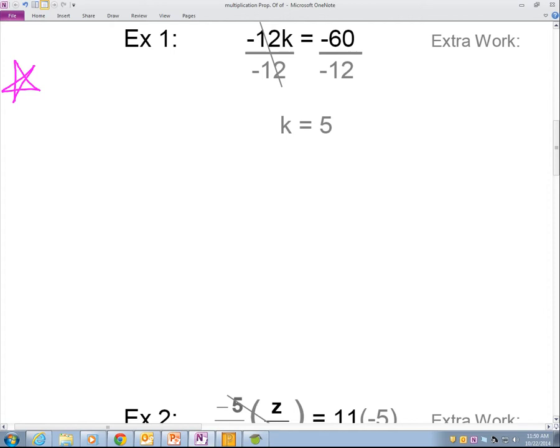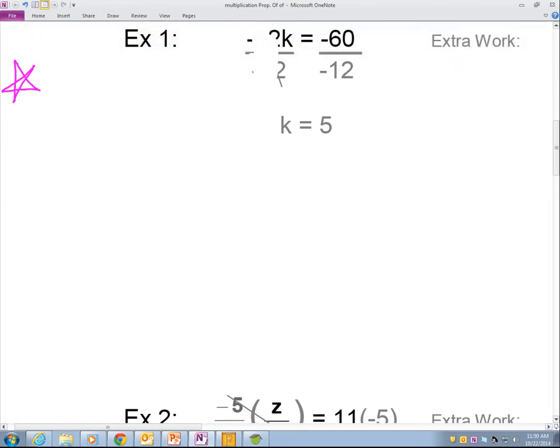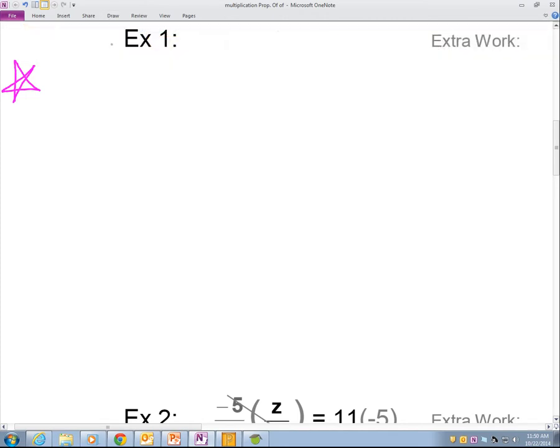Here, I'm going to rewrite it. Let's do... It's magic. Don't ruin the fun. Just act like I'm magic. Okay? It was negative 12K equals negative 60. It is warm in here, especially underneath that lamp. Air conditioning? No, they're not going to. It's going to be cold enough soon.